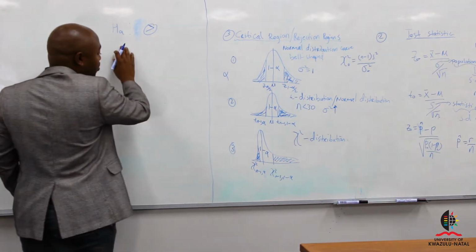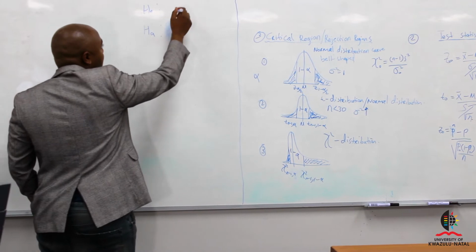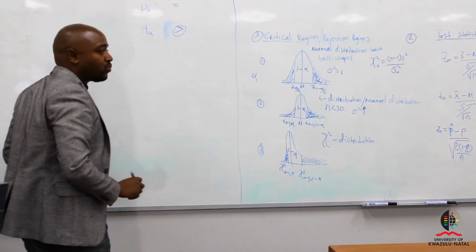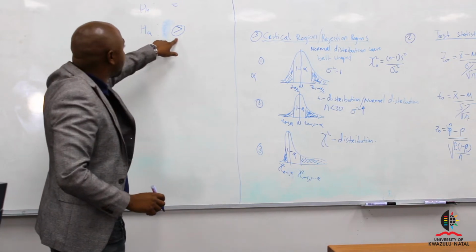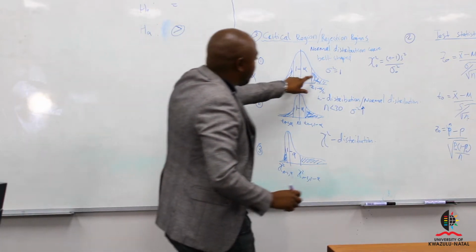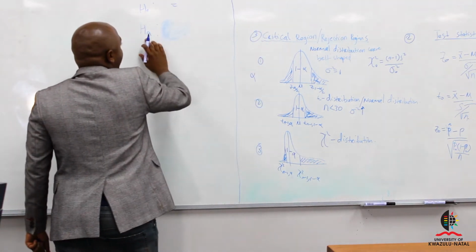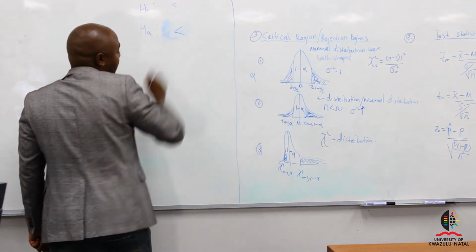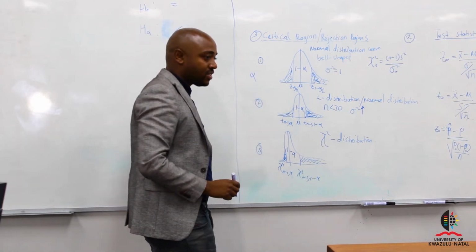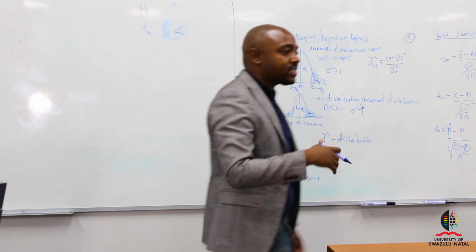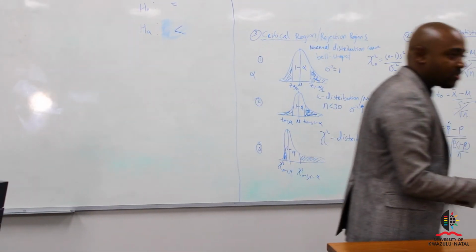So you've got your H naught, you've got your alternative, right? This is always true. If H1 is greater than, it means that your rejection region is on this side, right? What if your alternative is less than? It means your rejection region is on this side, right? You're dealing with a one-tailed test. It means there's only going to be one side where you reject your H naught, right?